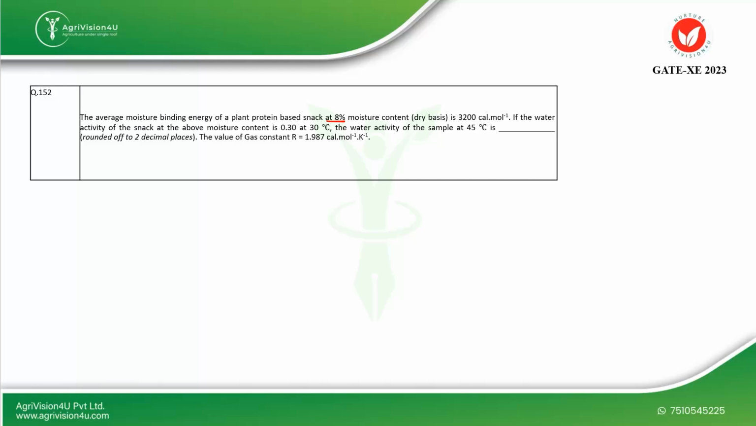So first we have to know the moisture binding energy. What is it? It is the energy required to remove water from the food. It is known as moisture binding energy. And what is water activity? It is a measure of the availability of water in the food. So we know a formula, that is ln of water activity equals minus delta H by RT plus C. So what is this? This is the moisture binding energy.